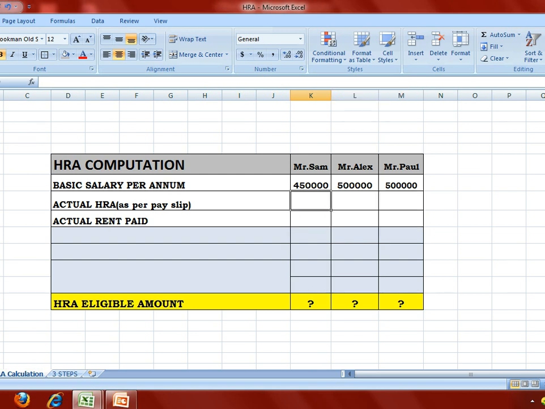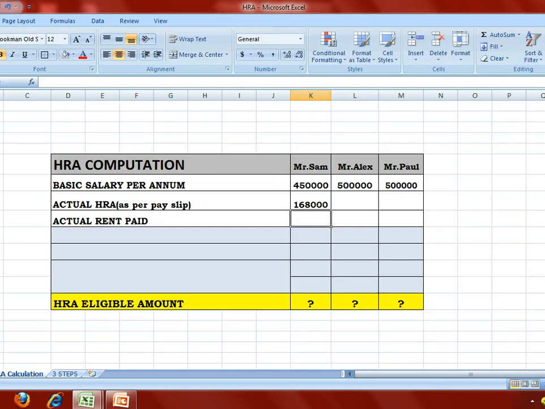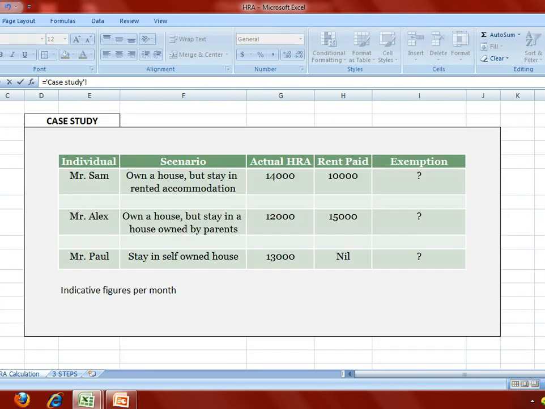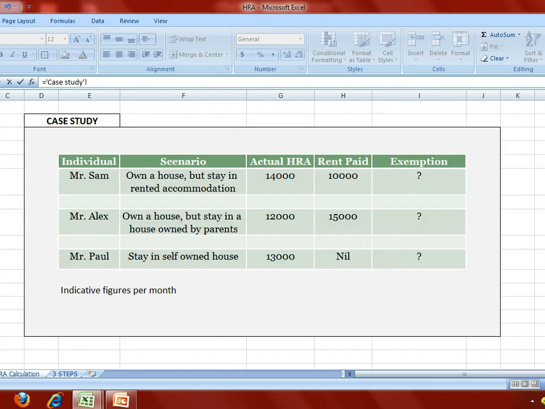Actual HRA received by Mr. Sam as per the case study is 14,000 per month, which you need to multiply with 12. Similarly, Mr. Alex receives a HRA benefit of rupees 12,000 per month, and Mr. Paul receives 13,000 rupees per month as a HRA benefit from his employer.